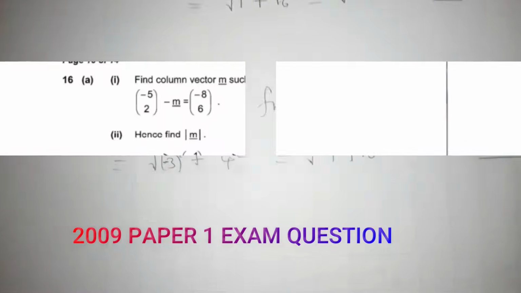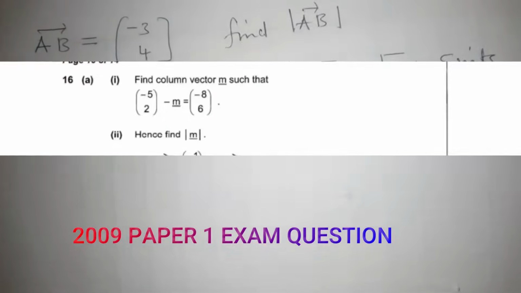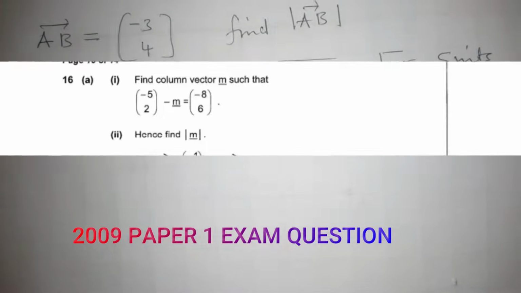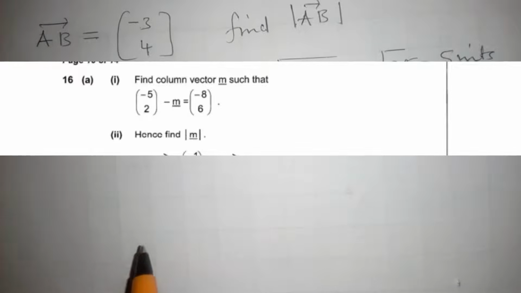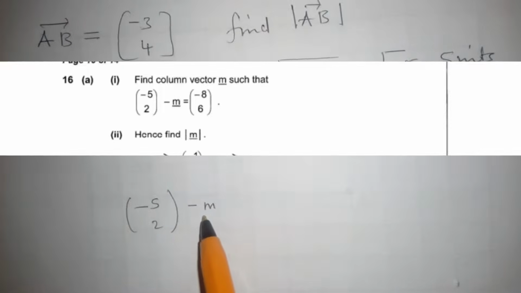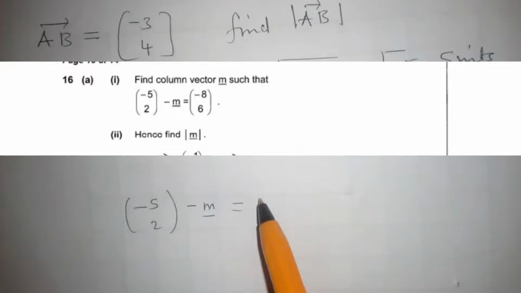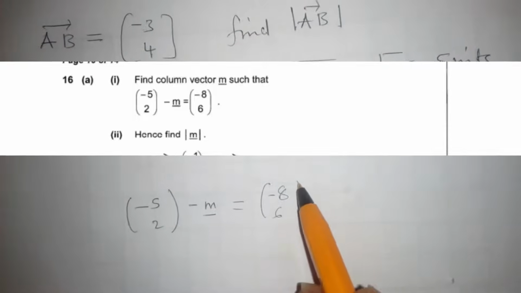So this question came in 2009. I've decided to get the oldest so that you see the way questions used to be asked. So they're saying it's question 16. Find the column vector M such that (5, 2) minus vector M is equal to (-8, 6).